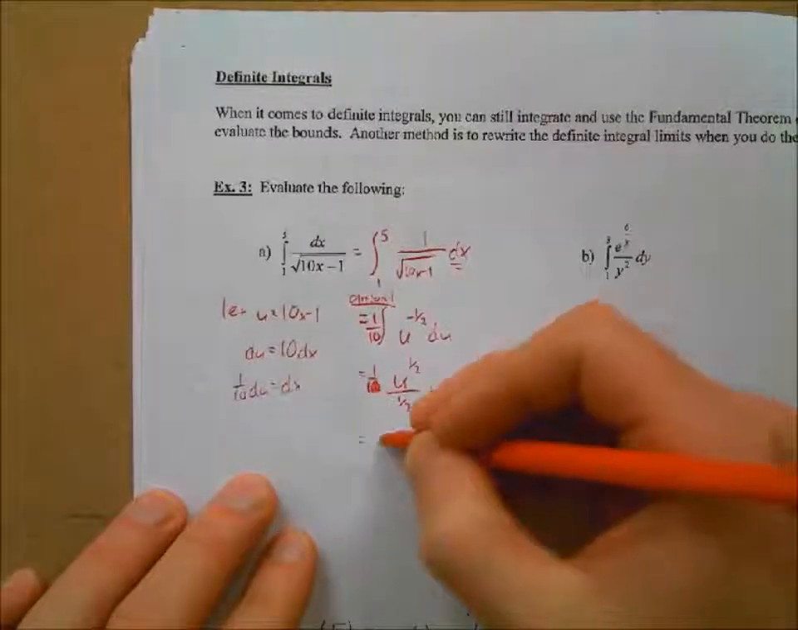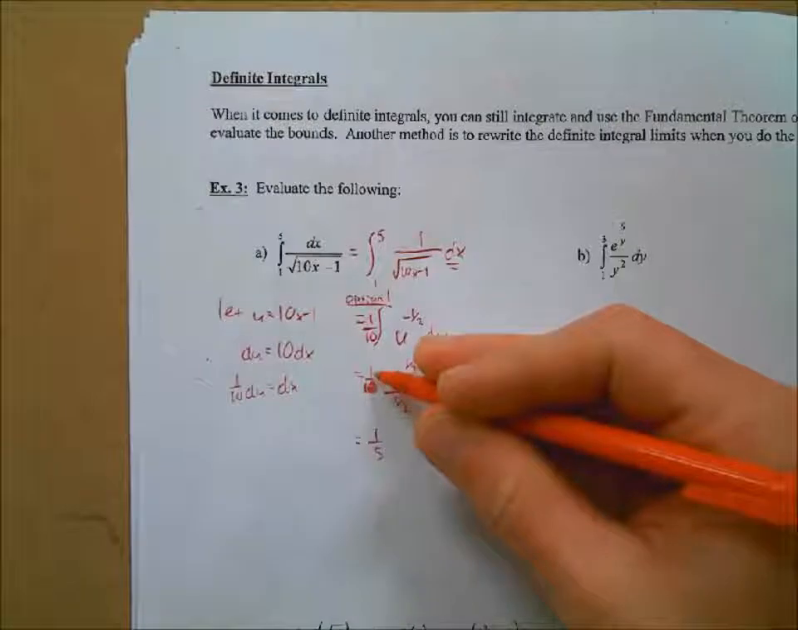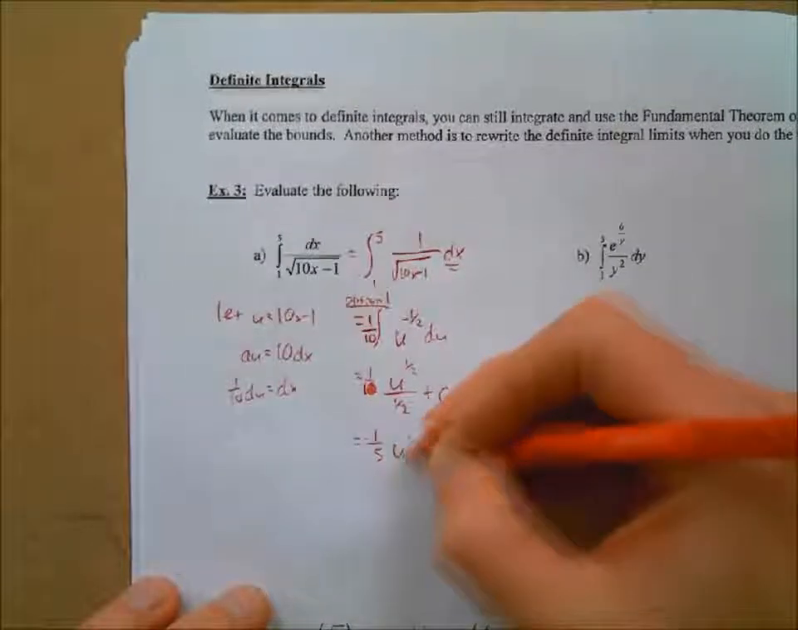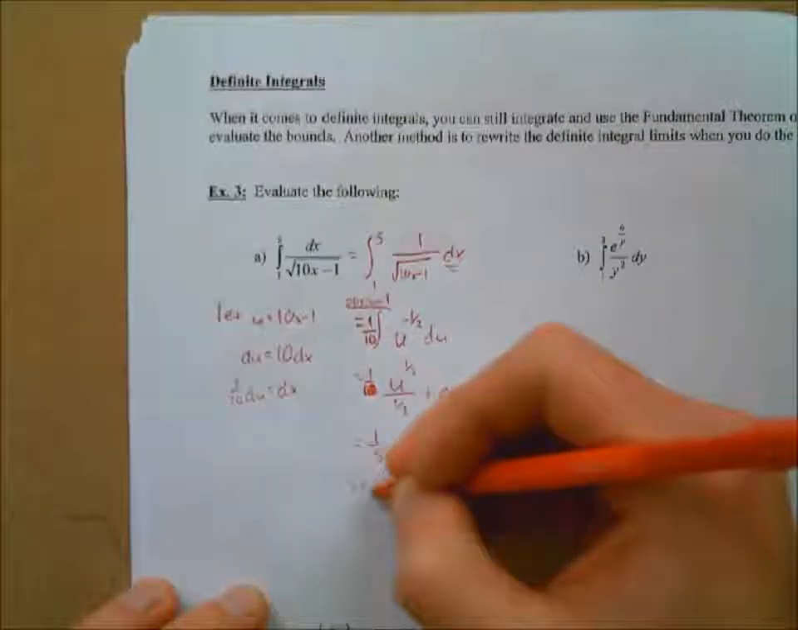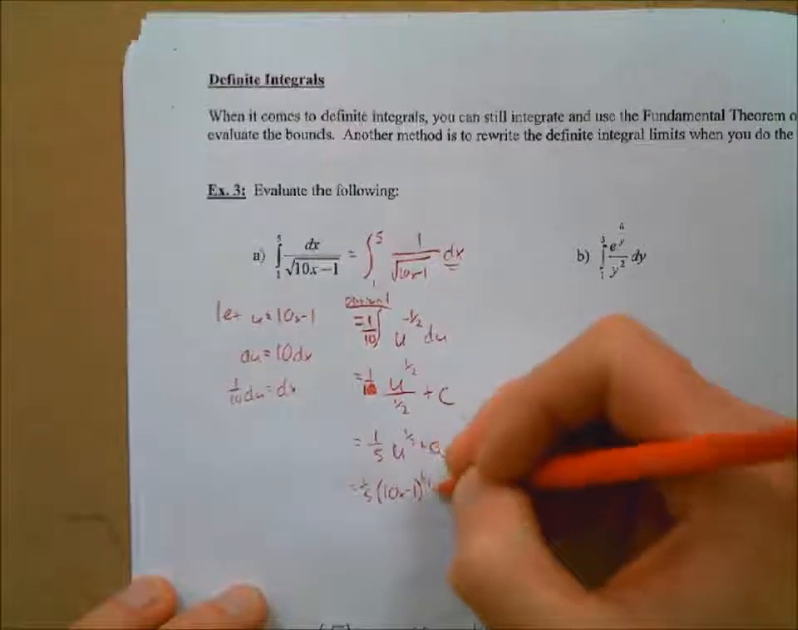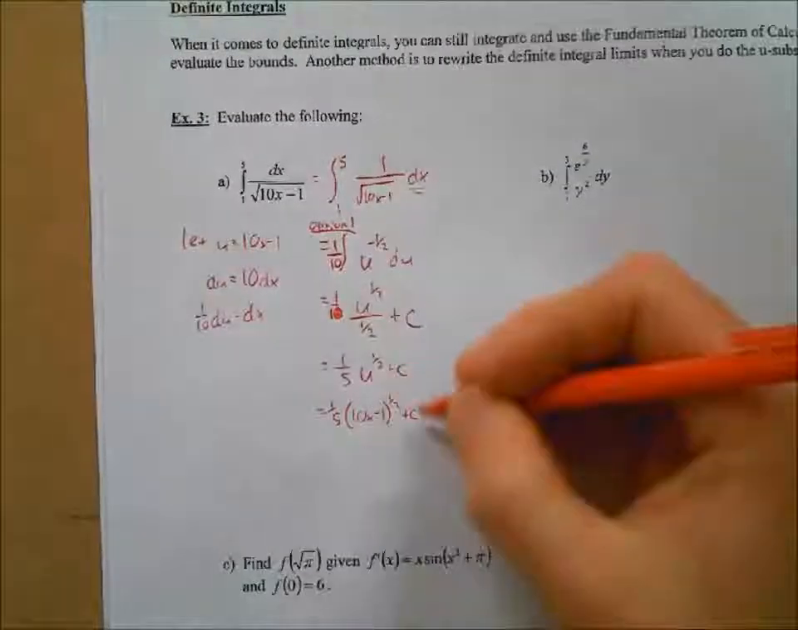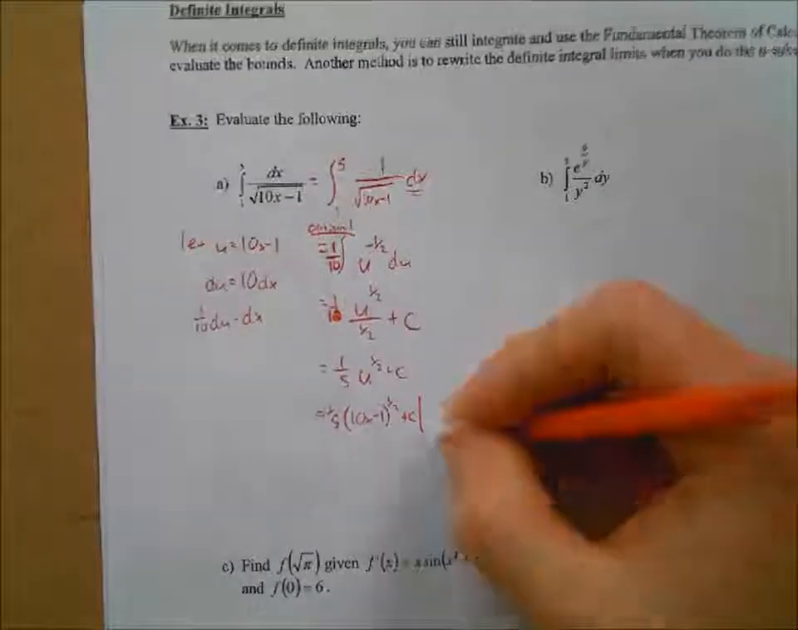And so we'll end up with 1/5, right? Dividing by 1/2 is the same thing as multiplying by 2. 2 times 1/10 gives us the 1/5 there. u to the 1/2 plus c. And so it's 1/5 times 10x minus 1 to the 1/2 plus c. And now we will evaluate that finally from 1 to 5.